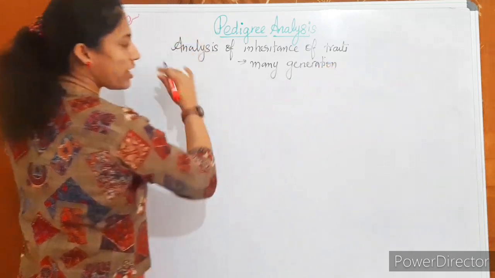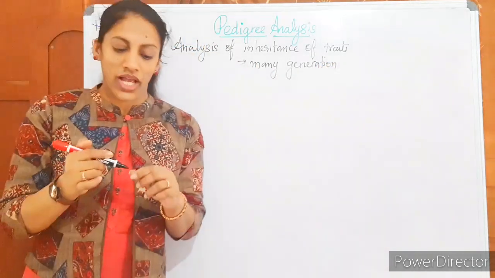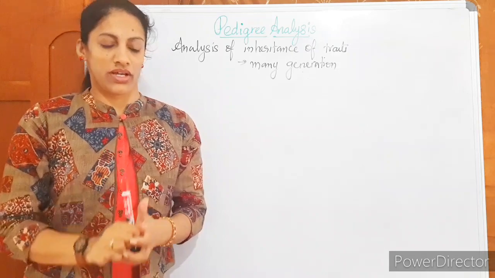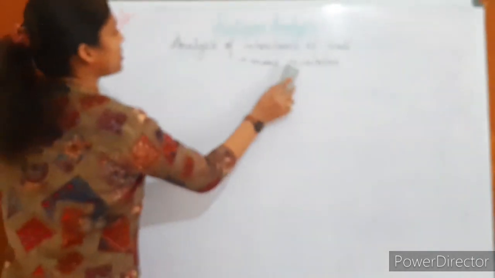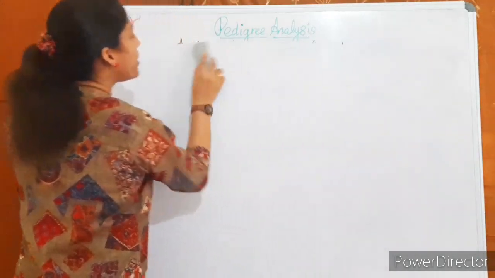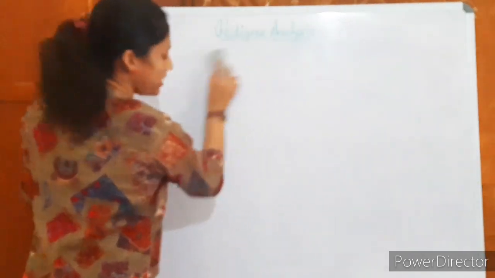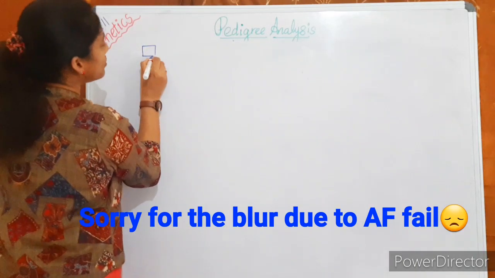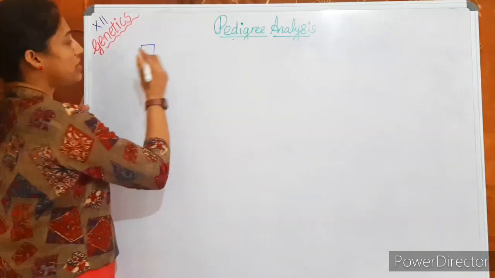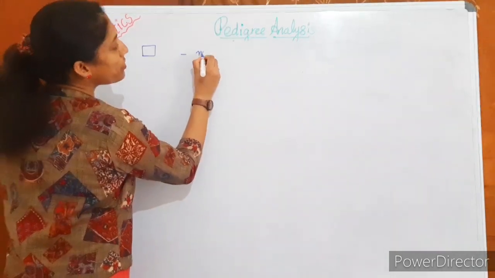So we will prepare a chart, and the chart is known as a pedigree chart. In this chart we are not representing the members by their names. We are using certain symbols in a pedigree chart. Which are the common symbols used? Very simple. In a pedigree chart, a male is represented by a square. This represents a normal male.